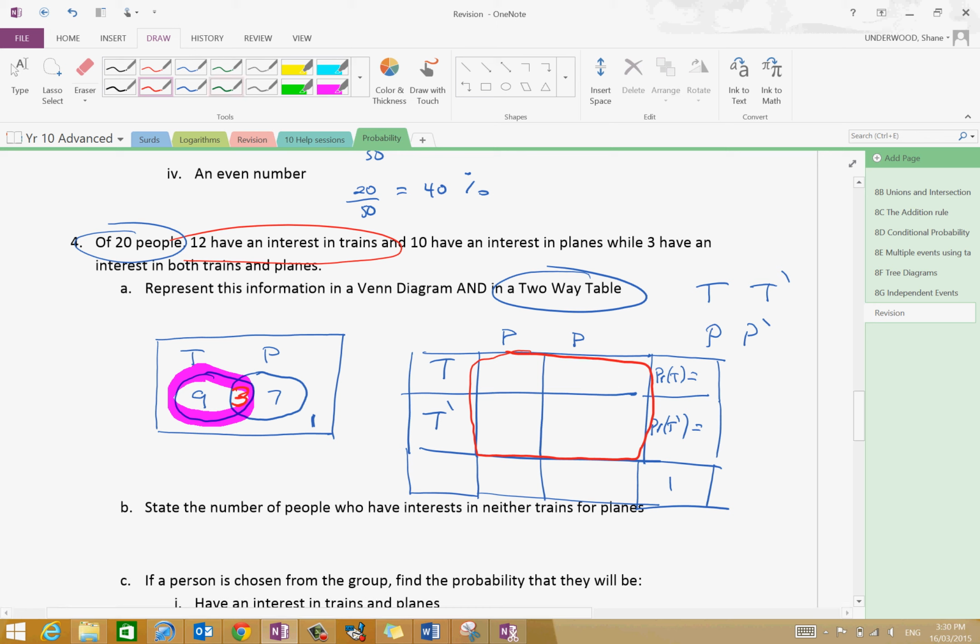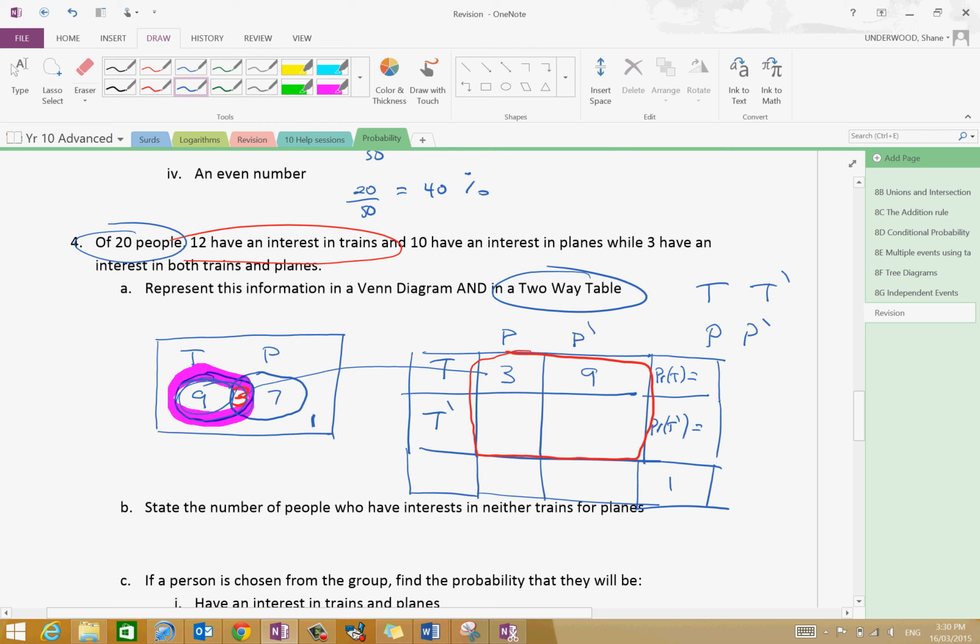Now we're not really dealing with probabilities here, we're dealing with numbers. Okay, so there's 20 people in the sample space. So let's have a look. T, where does T and P intersect? This 3 goes here. This is not P. What about where T, but not P? What's T that's not P? 9, isn't it? Yeah.